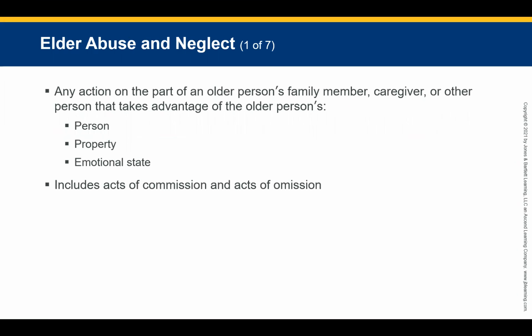Elderly abuse is the same thing that we're going to talk about with children and pediatrics. We need to look at their person, property, and emotional state. Those issues can come from acts of omission, such as denying an older person adequate nutrition or medical care. It's the same thing that happens in pediatric patients.